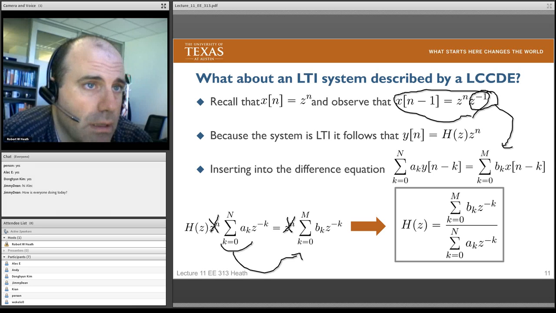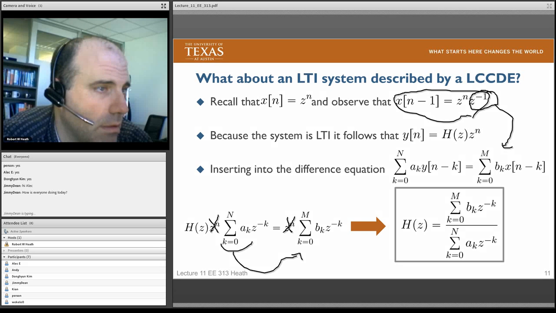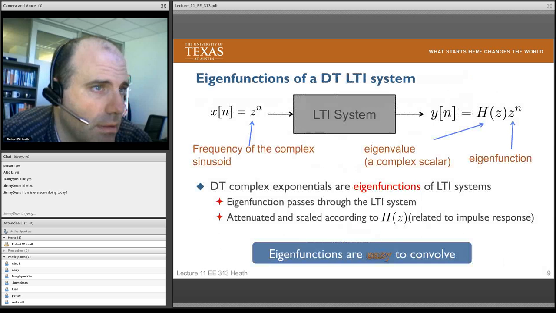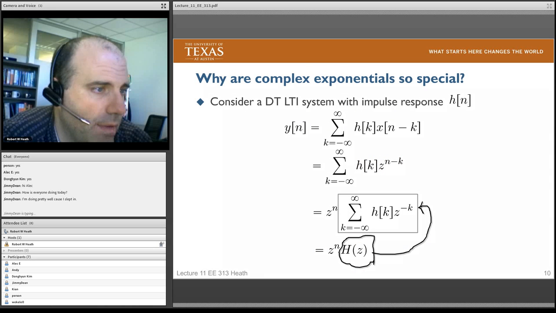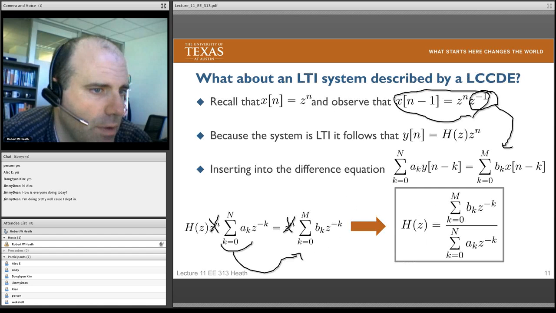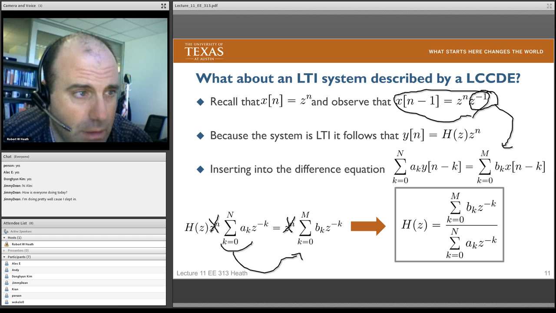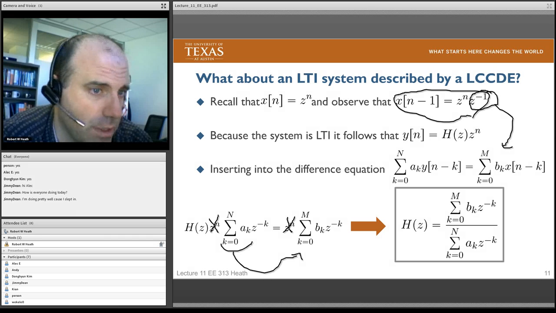So let's go back up to review here. If we put in an input of z to the n, the output is H of z times z to the n. And if it's LTI and we have the impulse response, we can compute H of z from this formula. And if it is described by a linear constant coefficient difference equation, we can compute it by this formula here. Or you could take your linear constant coefficient difference equation, compute the impulse response and then apply the previous formula, but it is usually easier to start directly from here.